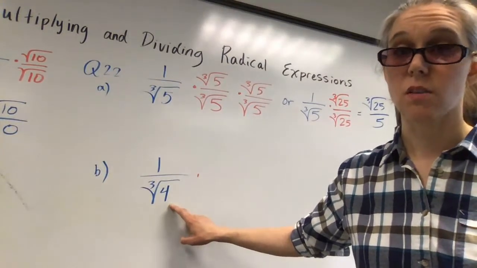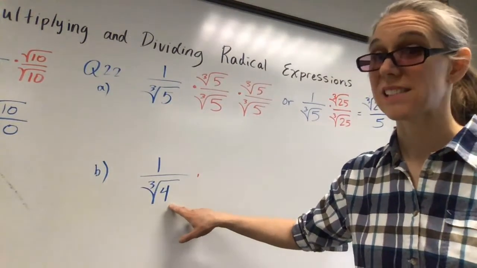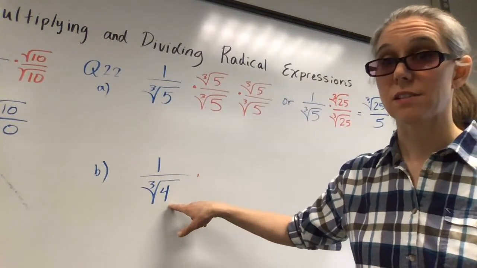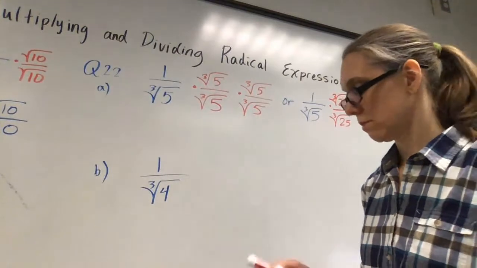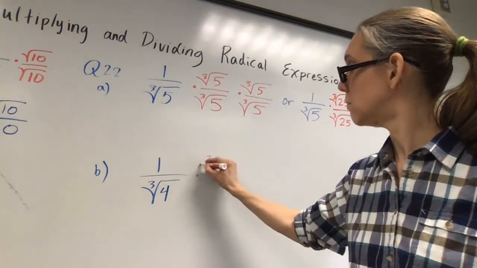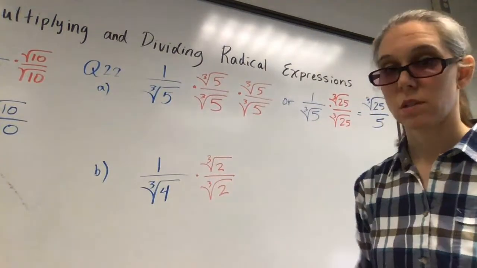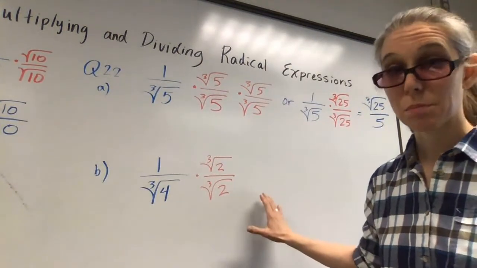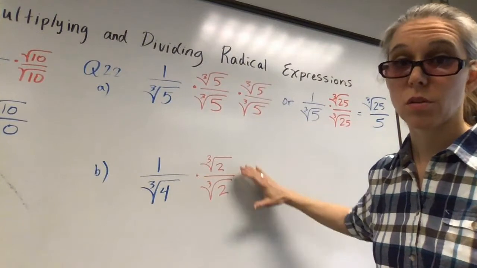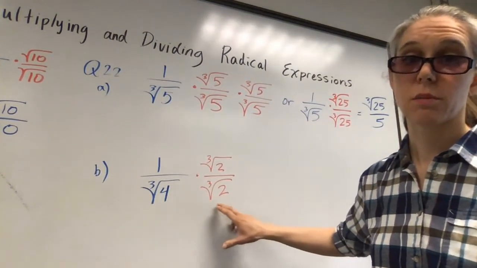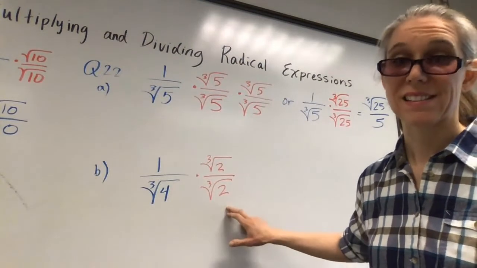The answer is not 4 cubed. The answer is not 64. The smallest perfect cube that 4 divides into is 8. So by multiplying simply by cube root of 2 over cube root of 2, notice I get the cube root of 4 times 2, the cube root of 8.